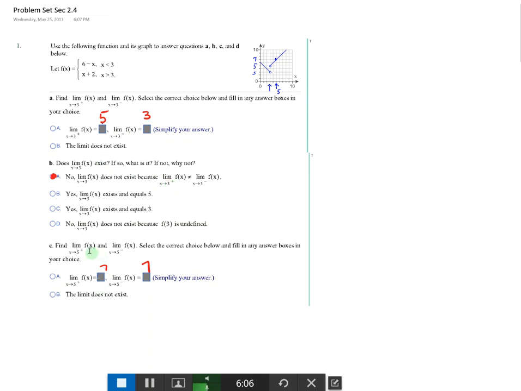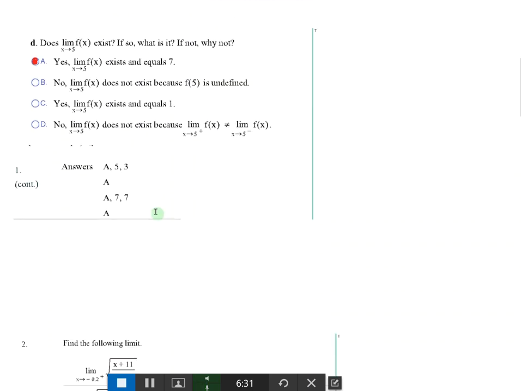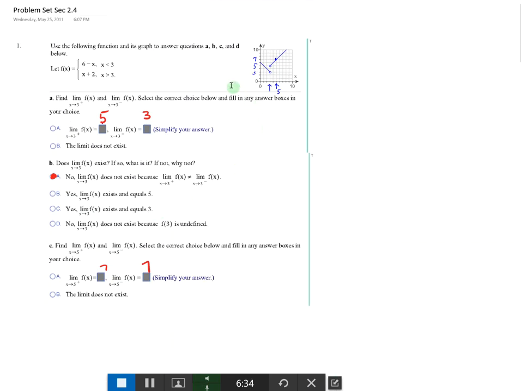C part, the limit as you approach 5 from the right and the left. Well, if you come in from the right, that means coming this way, you're at 7. If you're coming in from the left, you're also at 7. So the limit is 7 from the right, 7 from the left. And D, does the limit exist? Yes, because those two were the same. So that was number 1. So be sure that you can understand that part.